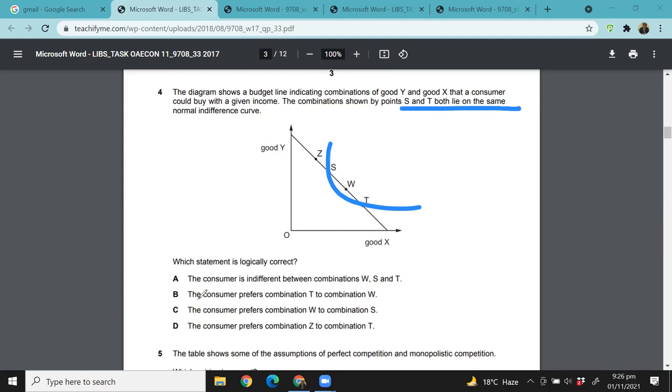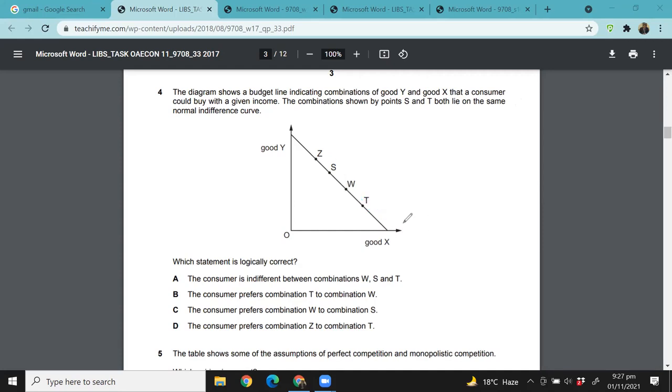What do you think? Did you get the first part where I explained why? Think about this. The combinations shown by points S and T both lie on the same normal indifference curve. We can't make an indifference curve like this because in this case, only S is lying on it. Similarly, we can't make one like this because only W is lying on it. And we can't make one like this because only T is lying on it.